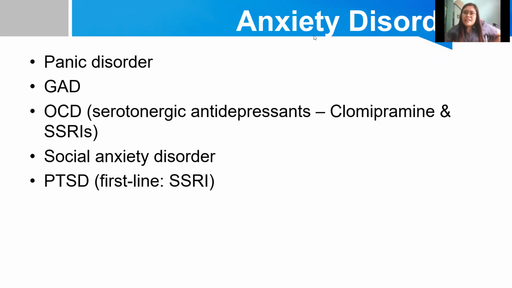And do not forget that since when you have anxiety, you have low levels of serotonin, then atong mga serotonergic na antidepressants can be also used for different types of anxiety disorders like panic, the generalized anxiety disorder, and we have the obsessive compulsive disorders in which we can use either the clomipramine. Clomipramine is a TCA, a tricyclic antidepressant, and pwede po SSRIs. Then we also have social anxiety disorders, and for PTSD, our first line drug is the SSRI.